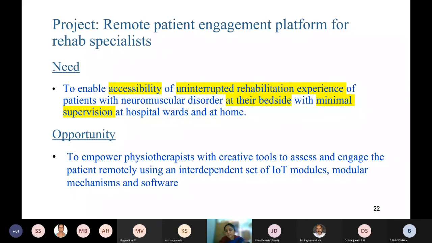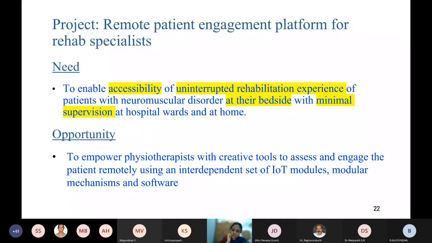This particular project is a remote patient engagement platform for rehab specialists, that is, physiotherapists. I've been working with one company by the name of Sensible. We are working together and also writing for funding together. We work for the geriatric population. The way you have pediatrics, that is the kids, geriatrics is for the old age people.